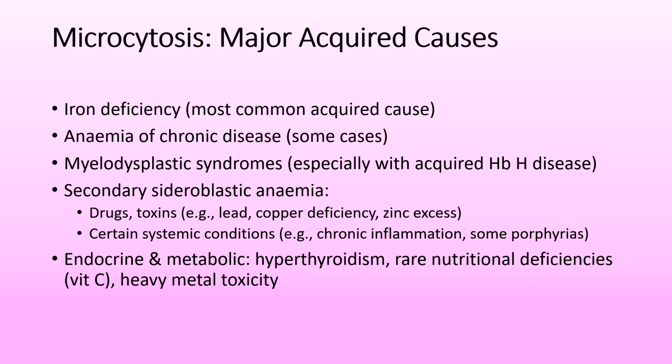The most common acquired cause of microcytosis is iron deficiency. Anemia of chronic disease can also become microcytic later on, though normocytic is more typical. Myelodysplastic syndrome, especially those with ring sideroblasts, and acquired HbH disease can show microcytosis. Secondary sideroblastic anemia is a classic cause. Drugs, alcohol, lead, copper deficiency, zinc deficiency, and some porphyrias can all disturb iron utilization. Hyperthyroidism, cadmium, aluminum toxicity, and other rarer mechanisms can also produce microcytosis.